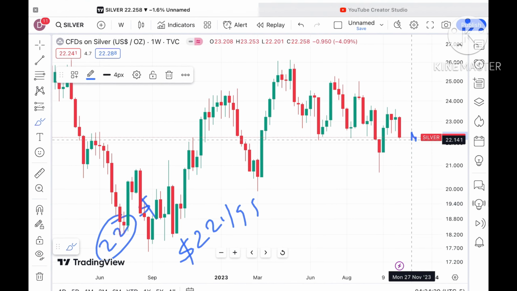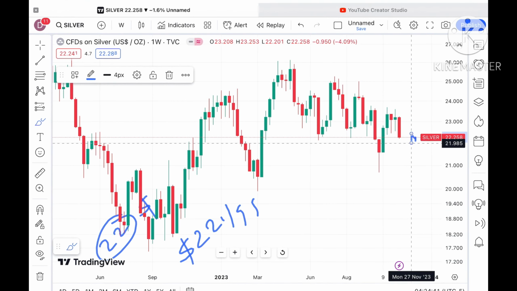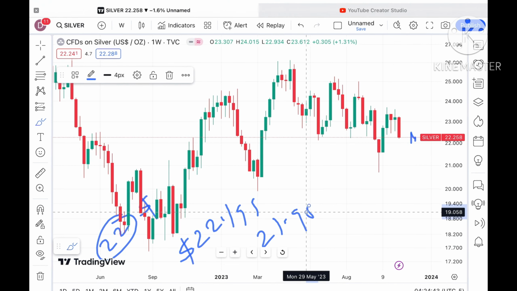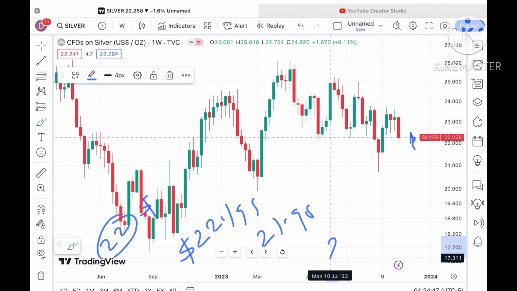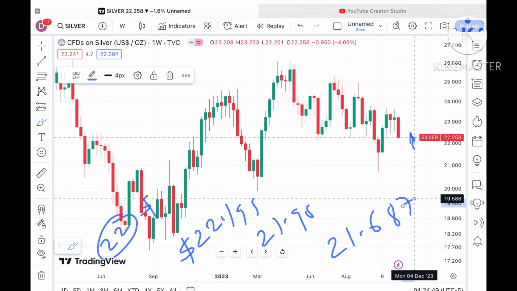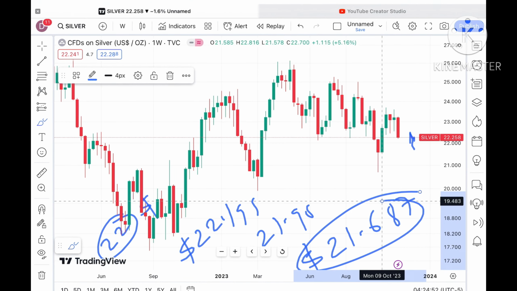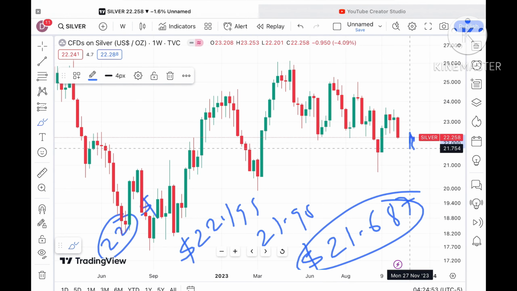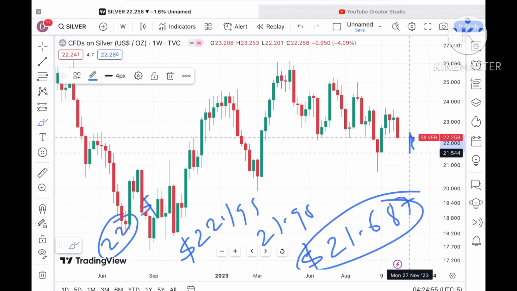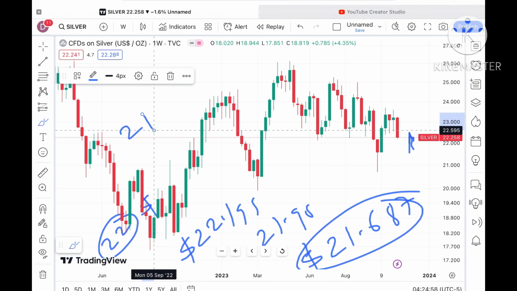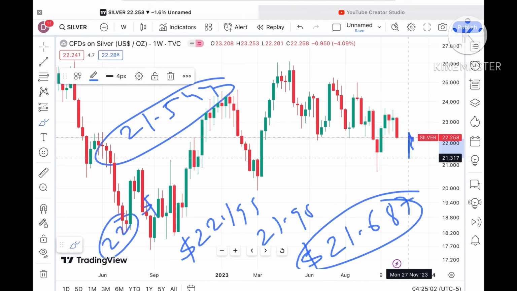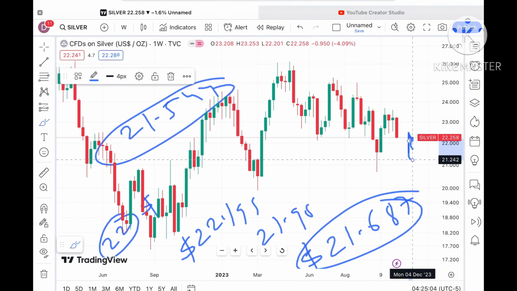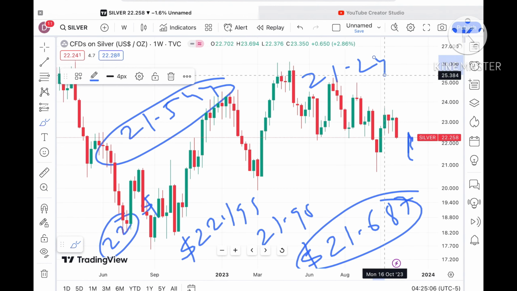Once the price starts moving below 22, chances of touching a level of 21.985 will be there, and if it starts going further low, then yes, a probability of going towards 21.687 is there. Once the price starts falling to 21.687, then a probability of moving further down we can see, touching a level of 21.544. And if that level goes further down, a probability of touching a level of around 21.242 we can see.